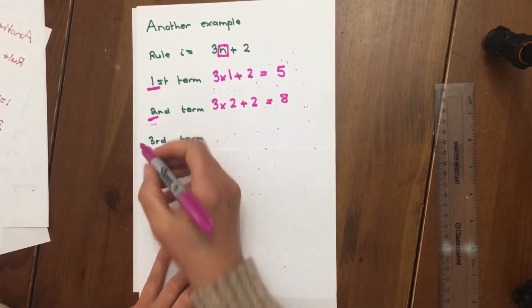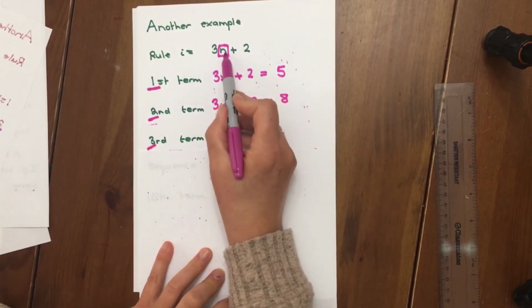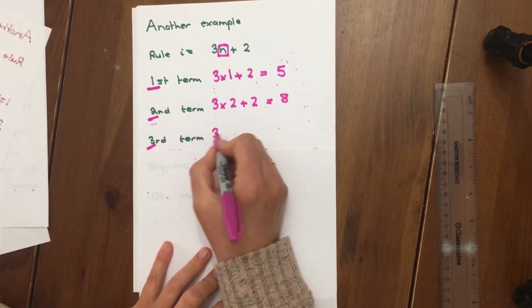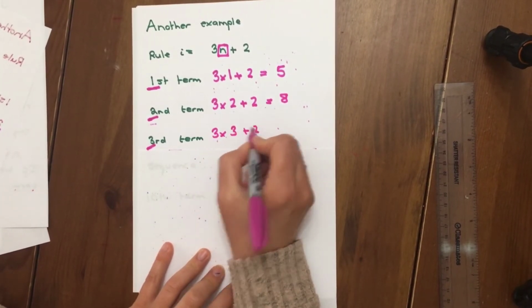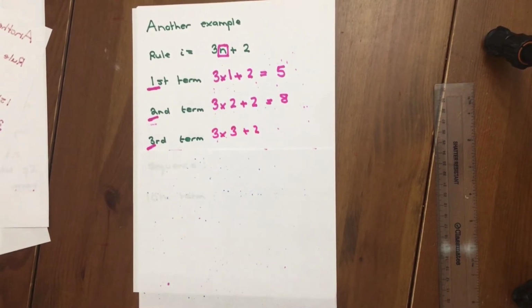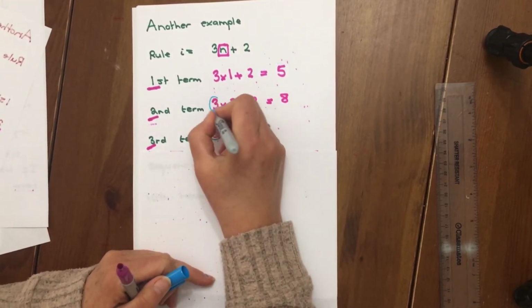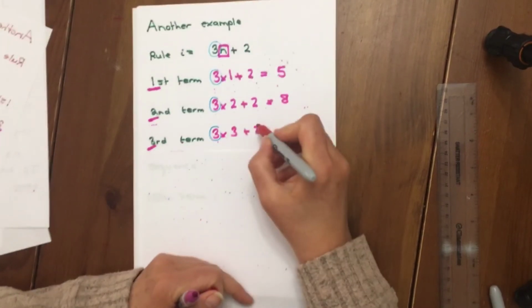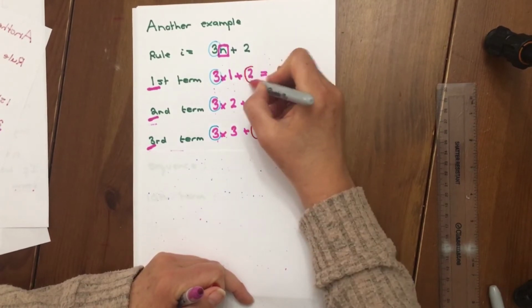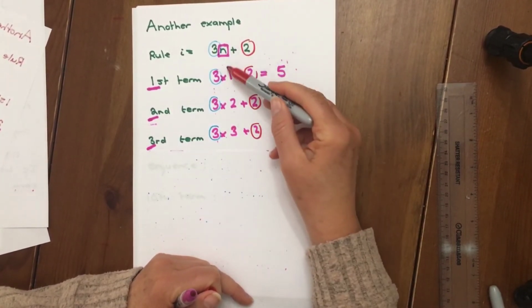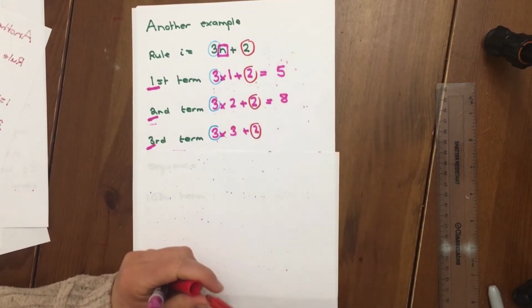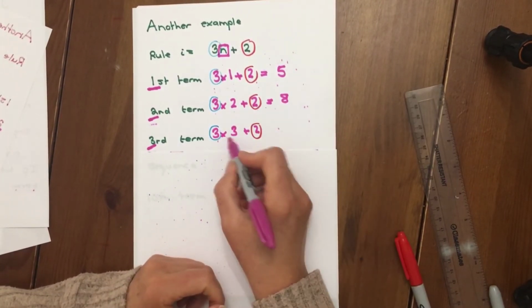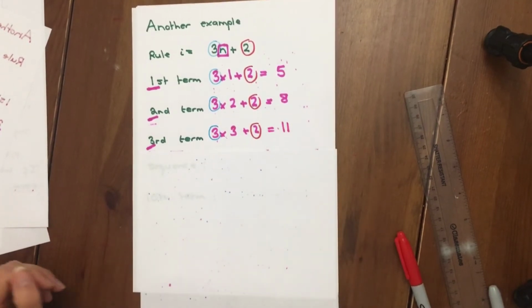Okay, my third term. So n is 3. So 3 times 3, add 2. You can see that my 3's are always staying the same. And you can also see that my 2's are always staying the same. It's just the n that is changing. So 3 times 3 is 9, plus 2 is 11.